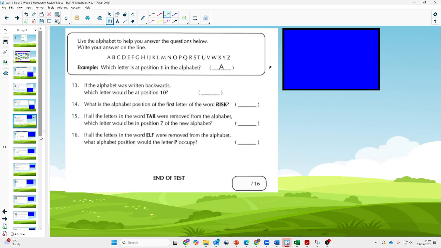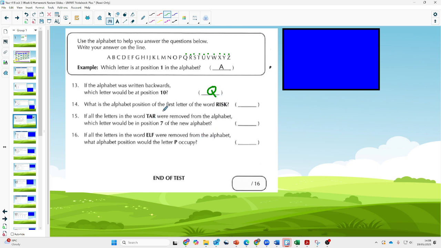Now these are all about your alphabet, and knowing your alphabet is really, really important. Knowing the positions of the letters, knowing how to jump along the alphabet. So these little tasks here are just all about that alphabet along there. The first one says, if the alphabet was written backwards, which letter would be at position 10? So you can go here and go 1, 2, 3, 4, 5, 6, 7, 8, 9, 10. It would be a Q.